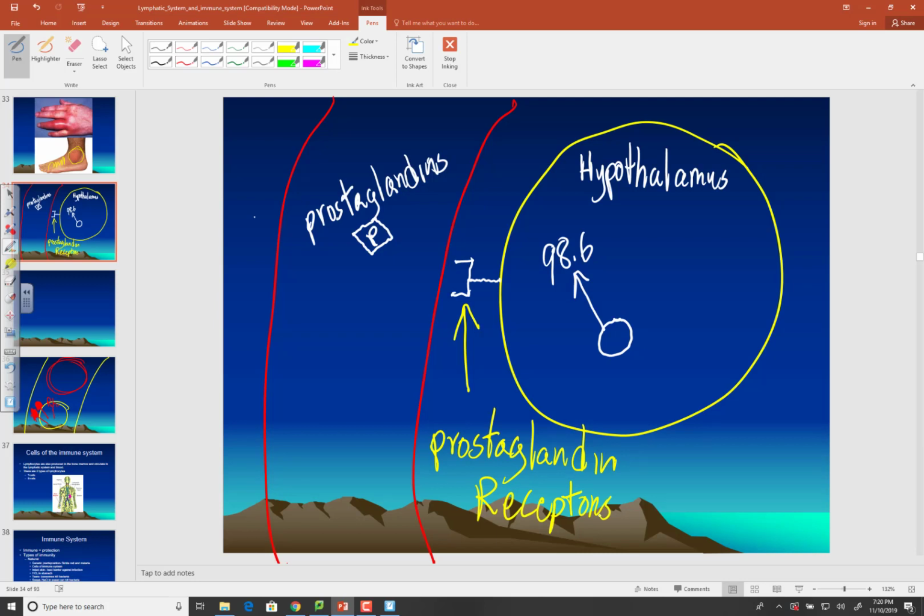And what's your normal body temperature? Well, 98.6. Why is it 98.6? That's because your body works best at 98.6. Now you got prostaglandins around because you got a bad infection. And when these prostaglandins bind to prostaglandin receptors in the hypothalamus, it causes the hypothalamus to reset the thermostat to say, I don't know, 103. Now you got a fever.